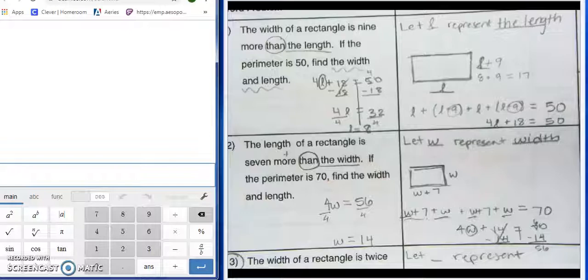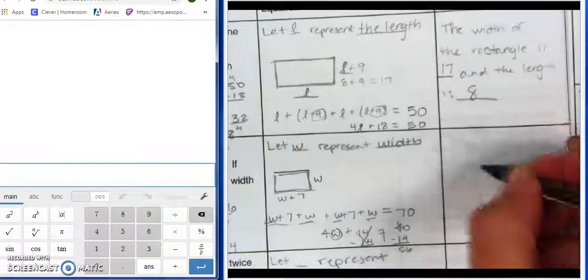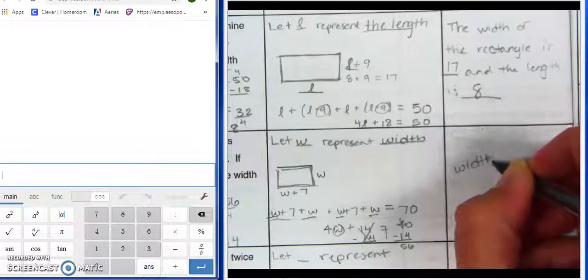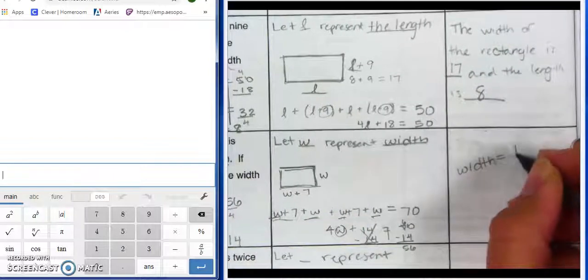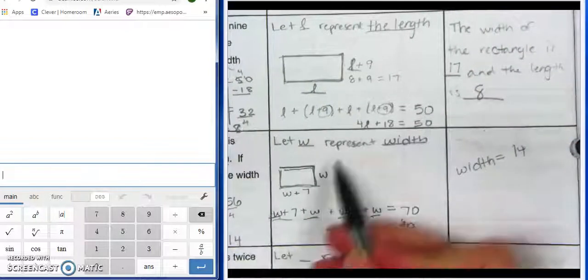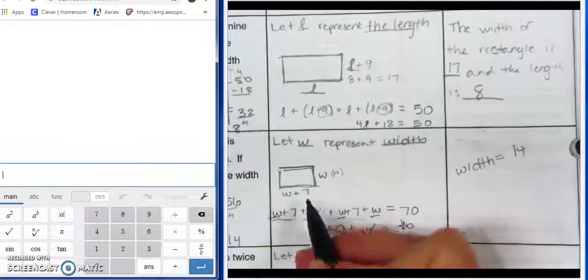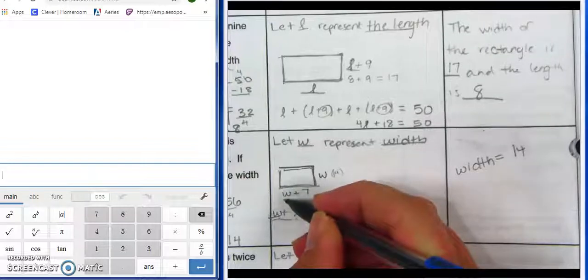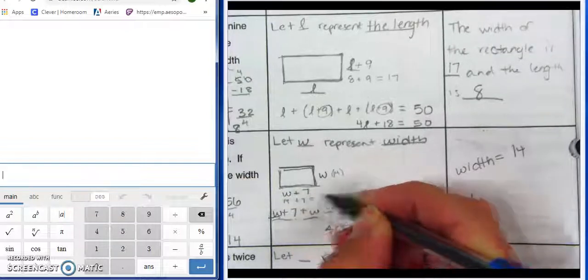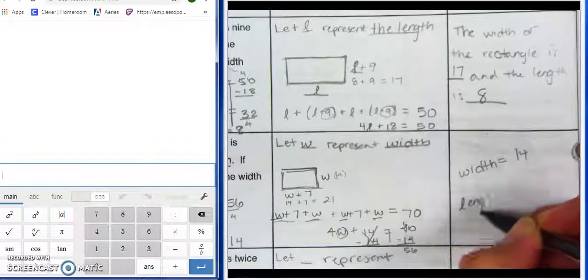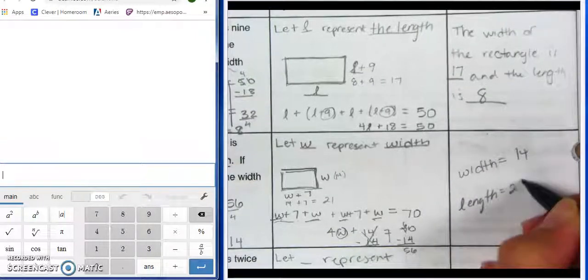All right, so that told me the width. Over here, we won't write the whole sentence just for sake of time. We'll just write width equals 14 because that's what the W stood for. So now I know that's 14. And the length was 14 and 7 more. 14 plus 7 would be 21, so that means the length is 21.